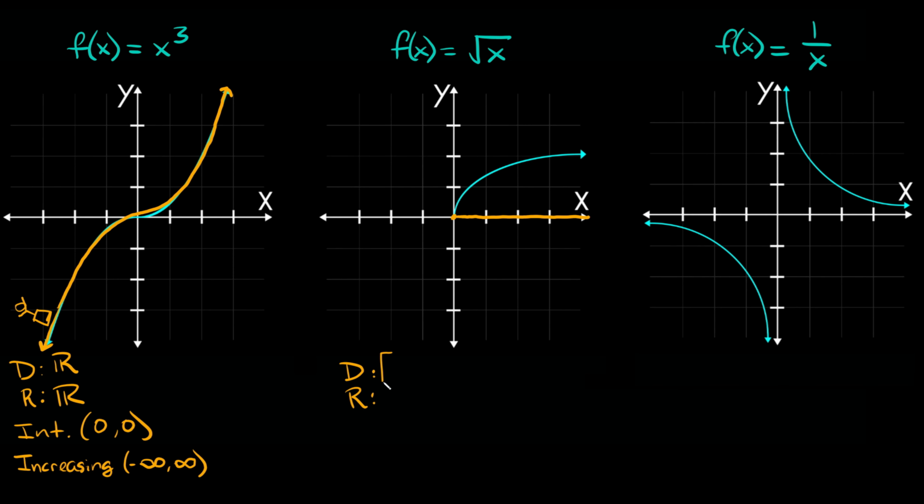So we're going to put a bracket and put a 0 because we're including 0. And then it moves all the way to the right towards positive infinity. Now with the range, it's similar.